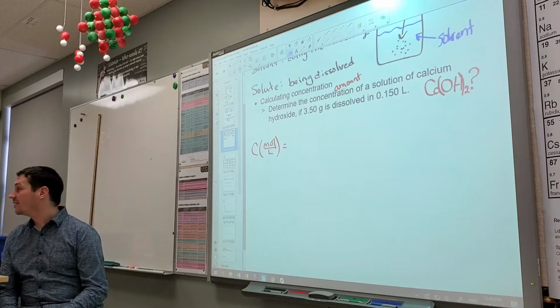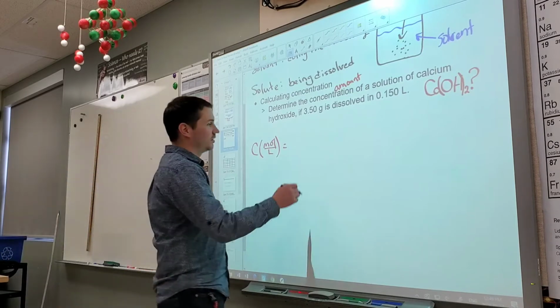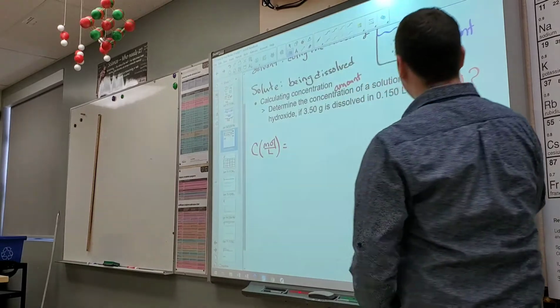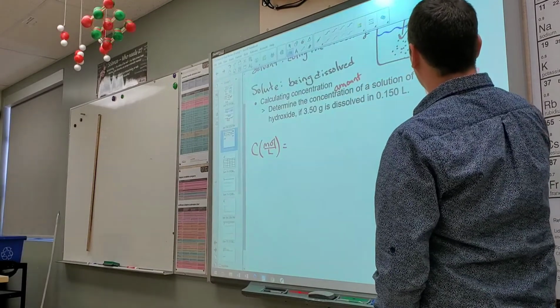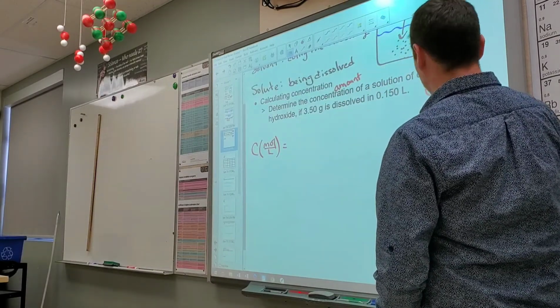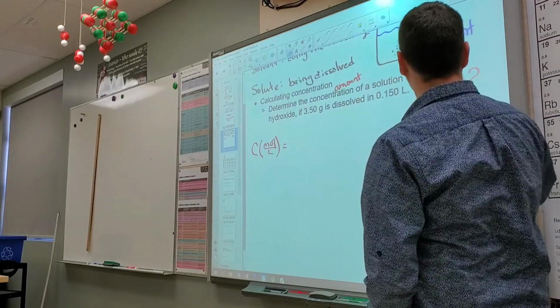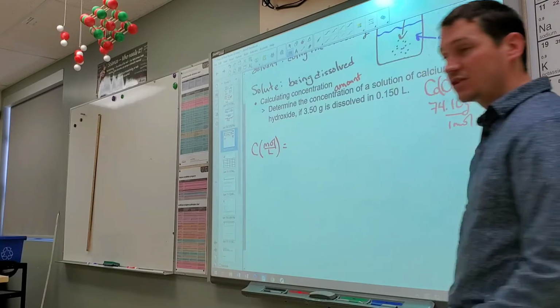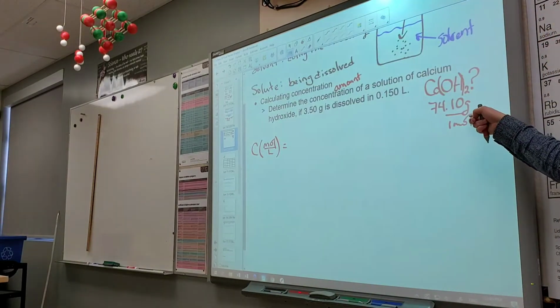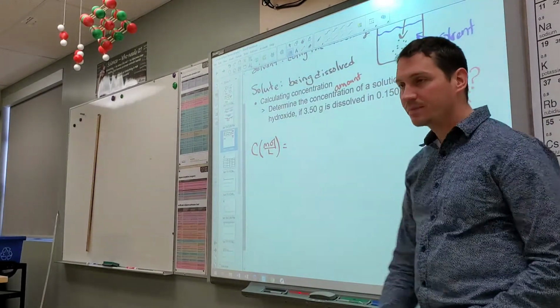Maya, what'd you get? It's perfectly fine. There's nothing wrong. 74.10 grams per mole. That makes sense to me. Okay, so this thing has a molar mass of 74.10 grams per 1 mole. Perfect. So do we want to put this, the way it looks right now, into our formula?